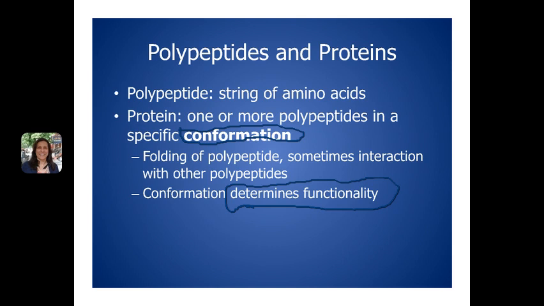But the activity of the protein will only be there if the protein is folded into its active conformation. So the polypeptide is just the primary structure, the connected amino acids, while the protein refers to the complete structure, the folded polypeptide. And in the case of a protein that consists of more than one polypeptide, all of the polypeptides interacting with each other.